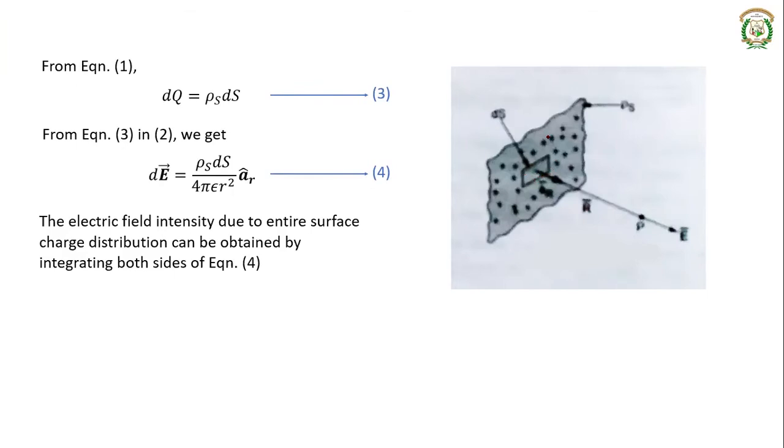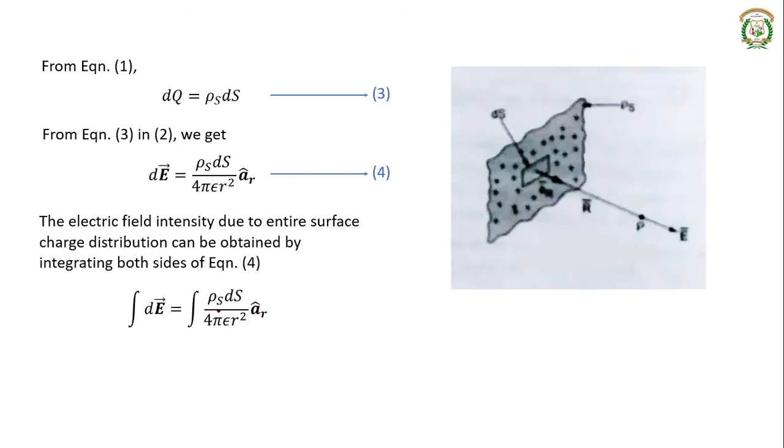To get the electric field intensity due to the entire surface charge, we are going to integrate this over the surface, with respect to the surface ds. So if you integrate this on both sides, the integration of dE is equal to the integration of rho s ds divided by 4 pi epsilon r square into AR cap, whatever you have here.